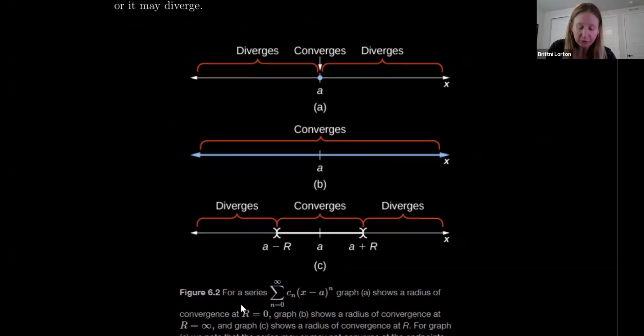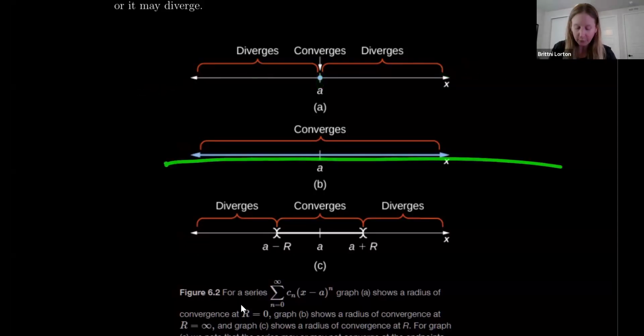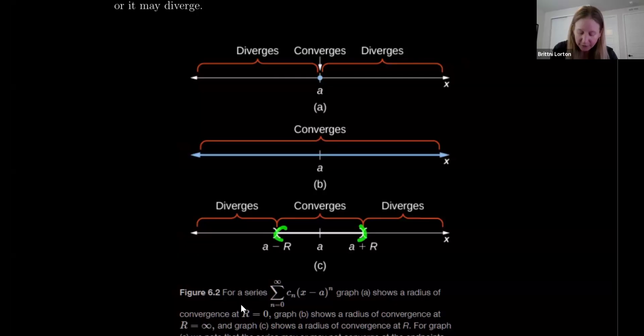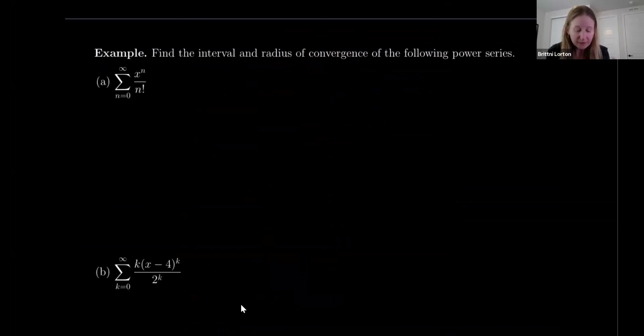So here's a picture of those 3 possible properties. It maybe converges at one point, diverges everywhere else. Maybe it converges everywhere, or maybe it only converges on some small interval of x values. And that's why we called a the center, because a will be the center of that interval of convergence. Okay, let's do some examples. Let's find the interval of convergence. Does it converge for only one number? Does it converge for all x values? Or does it converge for some smaller amount?